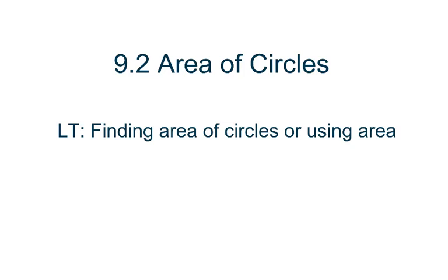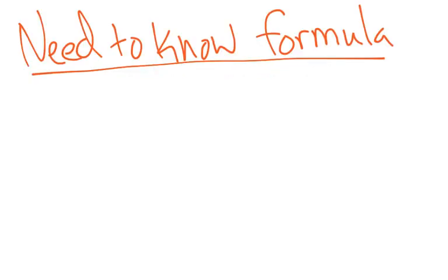So our learning target is finding the area of circles, or using the area to either problem solve or to find another component of a circle, whether it be its diameter or radius. Now when it comes to the area of circles, it's all about knowing one formula. I'm going to call it a need to know formula. It's kind of a big deal. Area is equal to pi r squared. And so that stands for area is equal to pi times the radius squared.